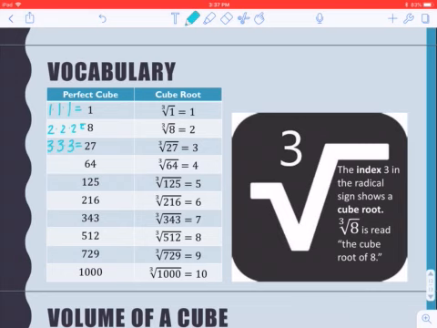Cube roots, if you take a look at the box over here, the index is 3. This is the index, that 3. The little 3, it's like it's sitting on a chair. The index 3 in the radical sign shows a cube root. The cube root of 8 is read "cube root of 8."